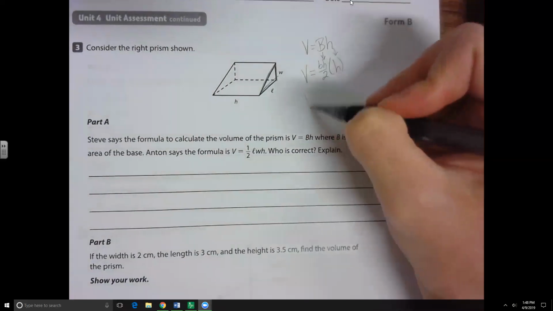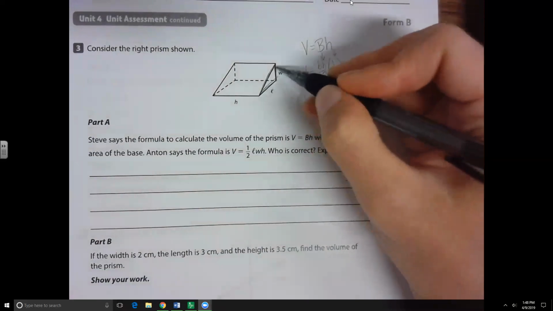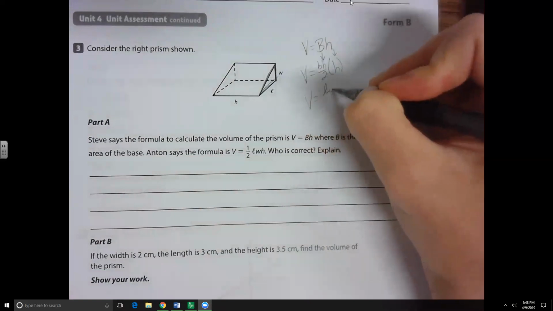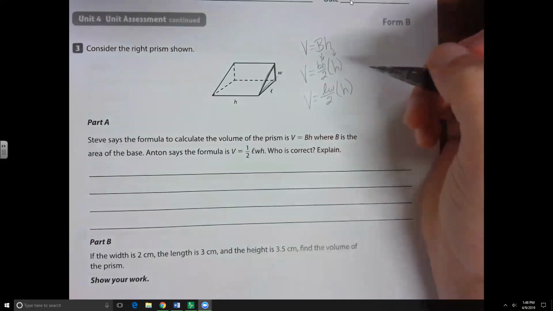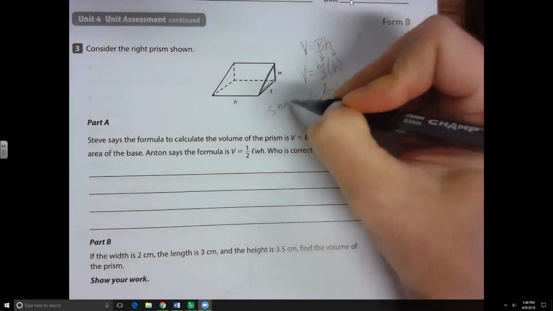Well, I don't have a base and a height. I have a length and a width instead. Base and height and length and width are the same thing, okay? So I can replace base and height with length and width, divide it by 2, and then multiply it by the height of the prism. So this is Steve's way here.